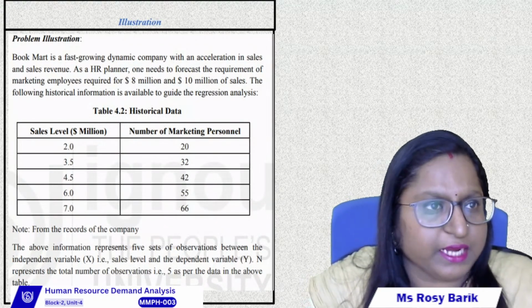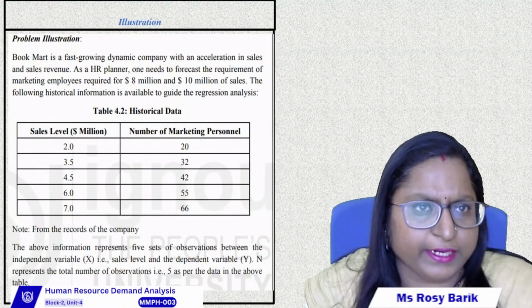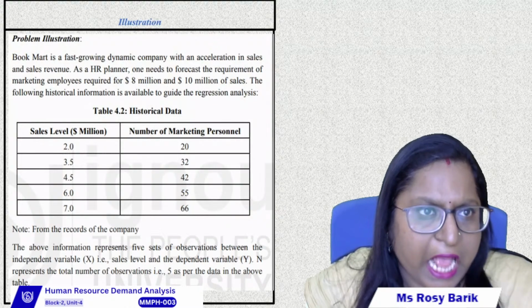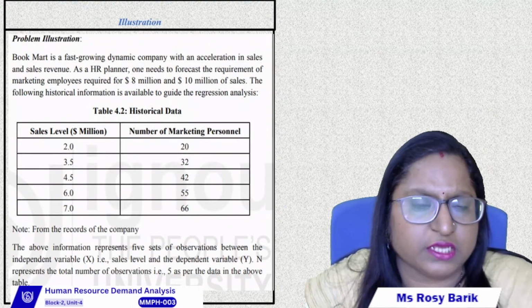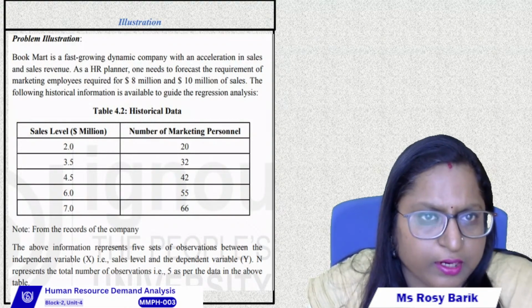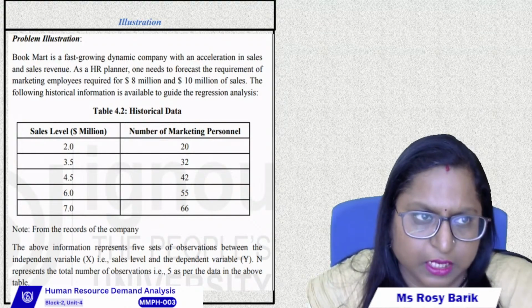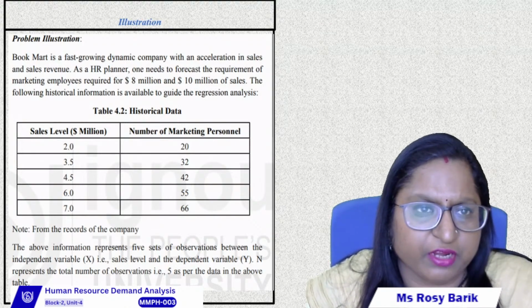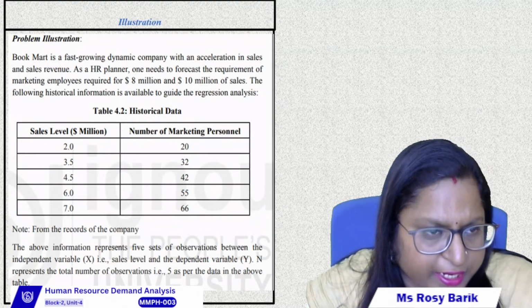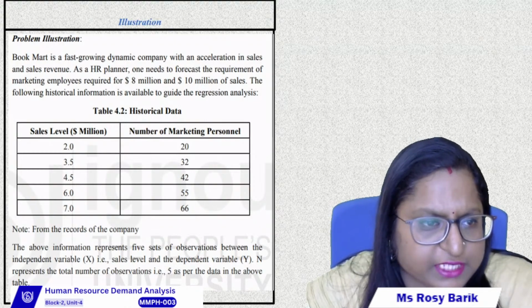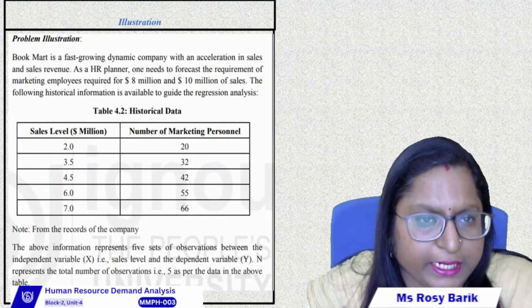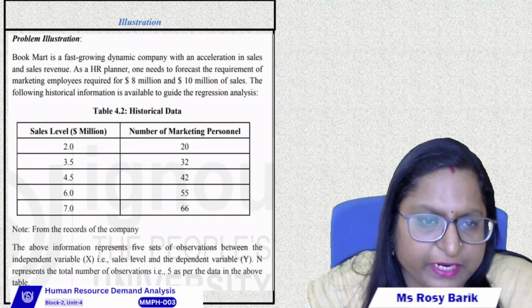So here is a problem: Bookmart is a fast growing dynamic company with an acceleration in sales and sales revenue. As the HR planner, one needs to forecast the requirement of marketing employees required for $8 billion and $10 billion of sales. The following historical information is available to guide the regression analysis. Here the sales levels are given, that is 2, 3.5, 4.5, 6.0 and 7, whereas the number of marketing personnel is 20, 32, 42, 55 and 66.